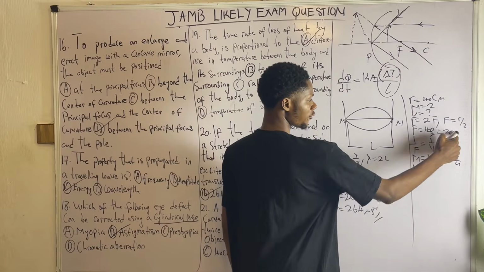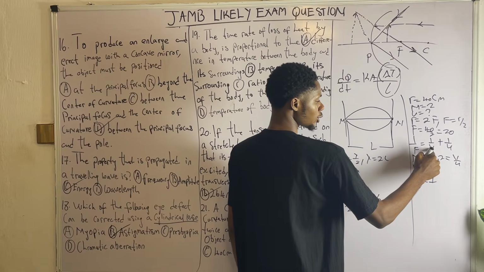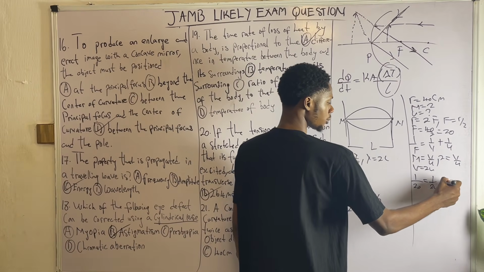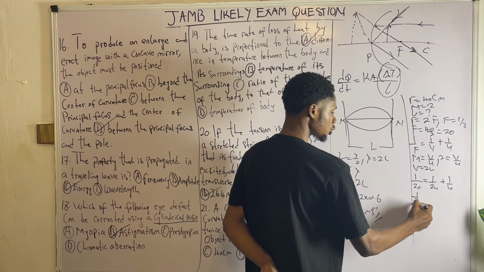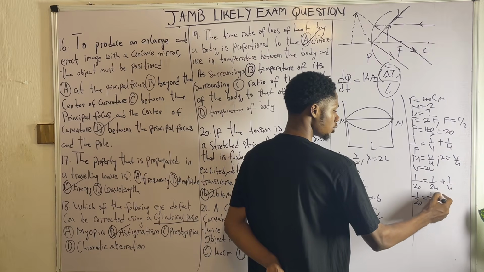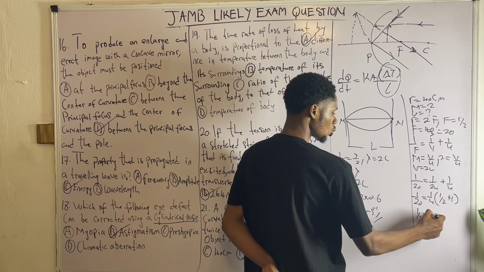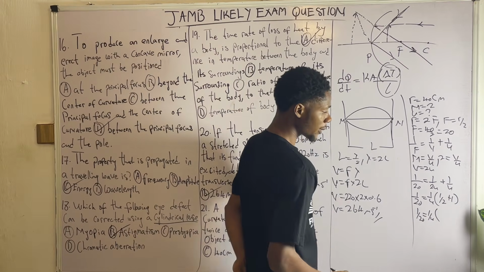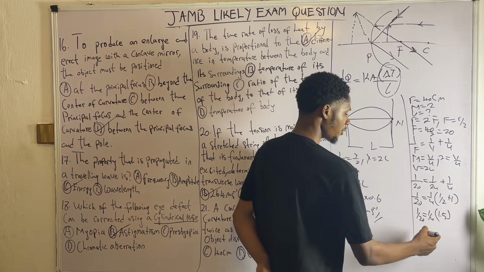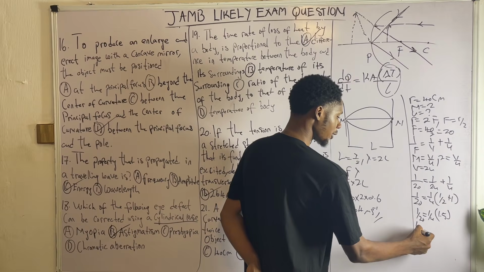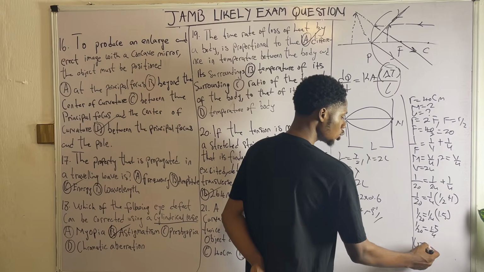Let's substitute into the formula. We have 1 over F, and F we calculated as 20, is equal to 1 over 2U plus 1 over U. Let's do the maths. Factorize 1 over U: 1 over 20 is equal to 1 over U in brackets, 1 over 2 plus 1. Half plus 1 is 1.5. So 1 over 20 is equal to 1.5 over U. Let's solve for U.